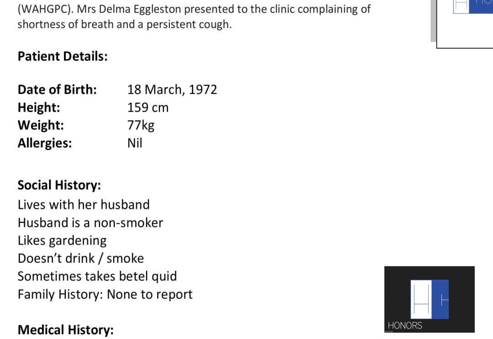Now regarding her social history, she lives with her husband. Husband is a non-smoker, likes gardening, doesn't drink or smoke. Family history, none to report. Alright. Now remember that we are writing this letter to the pulmonologist. So here, lives with a husband, this is not important, so we can avoid that. Husband is a non-smoker. We're focusing on the patient, right? Not the husband. So we can avoid that. It's not relevant. She doesn't drink or smoke. At the same time, she takes alcohol. We'll include this too.